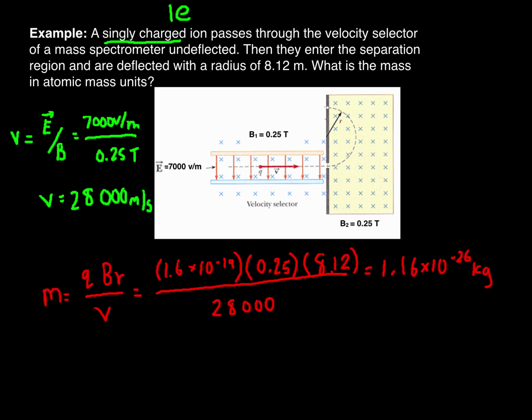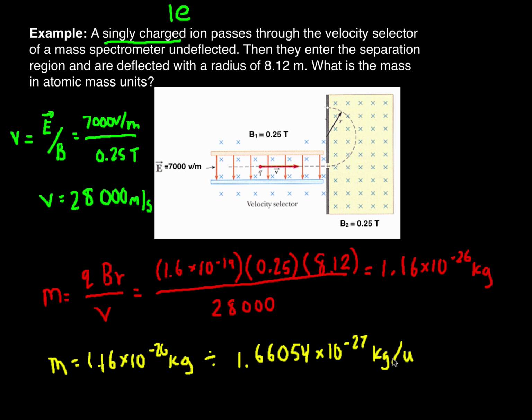Next, we need to change this to atomic mass units. We have a mass equal to 1.16 times 10 to the negative 26 kilograms. We divide this by the atomic mass unit, which is 1.66054 times 10 to the negative 27 kilograms per atomic mass unit. The kilogram cancels out and leaves us just with atomic mass units. So this is a mass equal to 7 atomic mass units.